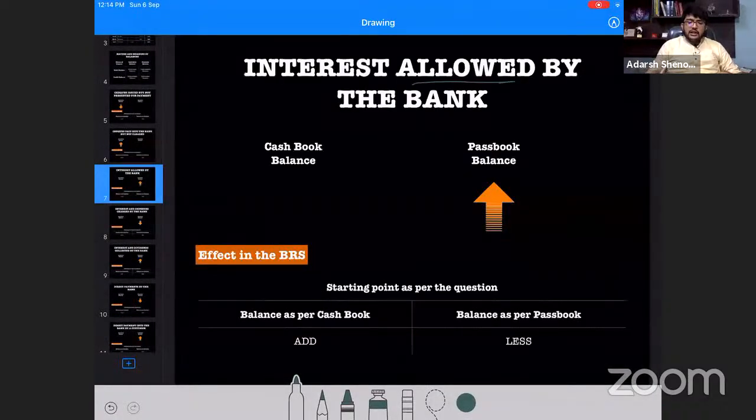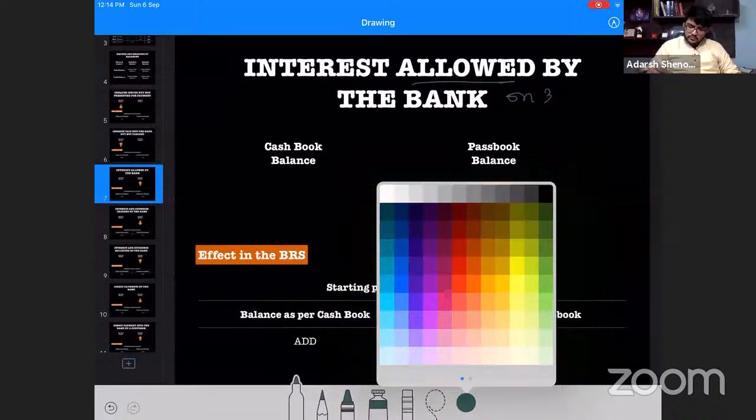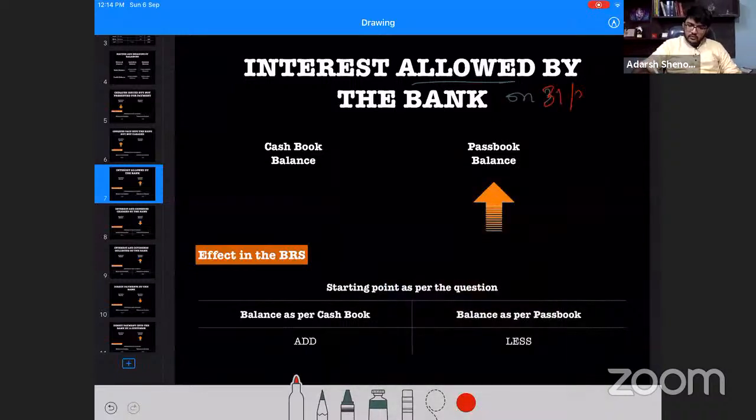Sir, what if they give interest allowed by the bank on 31 March, but intimation was received later? Should it still be recorded? Yes, it should be recorded. How does it change the fact that it is your income? You received the information later on, but is it still your income for that period? Yes, it is income for that period.